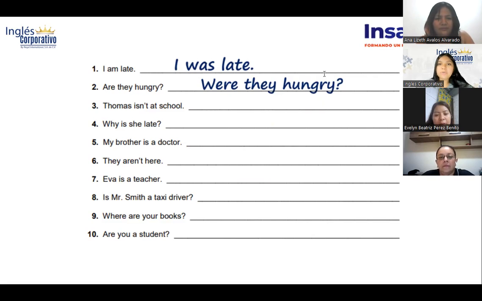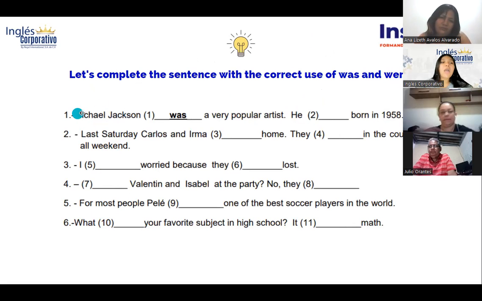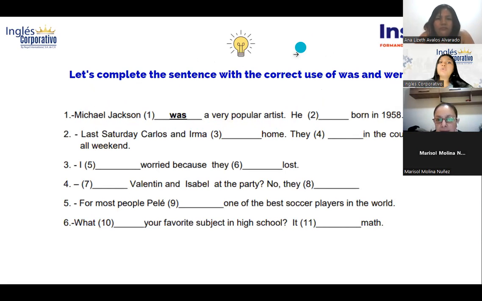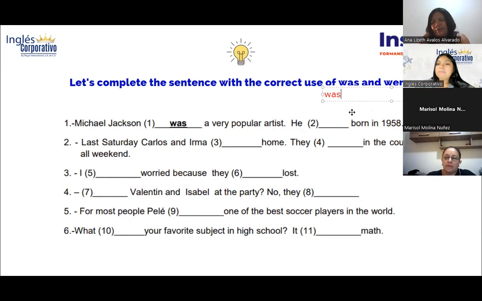Okay, very good. Let's move, okay? Vamos a movernos, okay? Y ahora, acuérdese, vamos a fijar en el sujeto para definir si vamos a utilizar was o were. Okay. Vale, empecemos. Michael Jackson was a very popular artist. Number two, he was born in 1958. Number two, last Saturday, Carlos and Irma were home. Excellent. They were. Yes, okay. In the country.